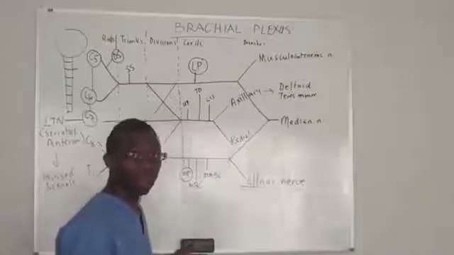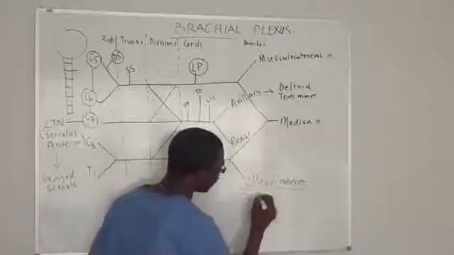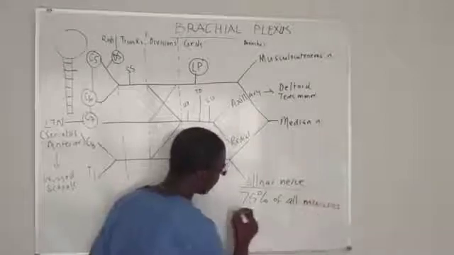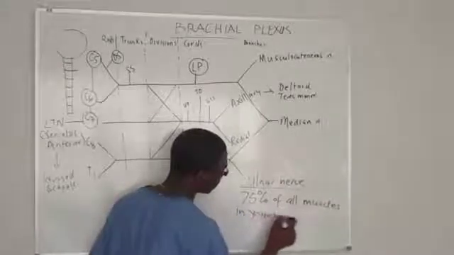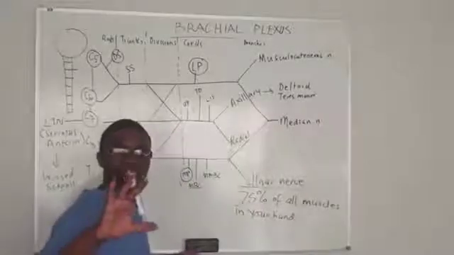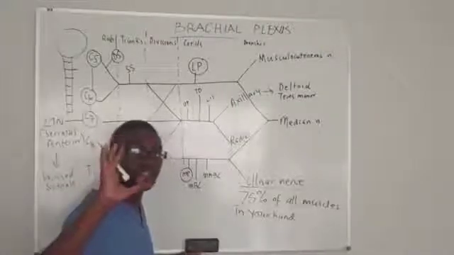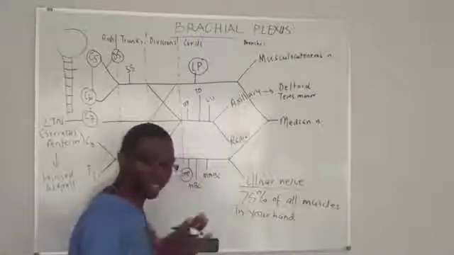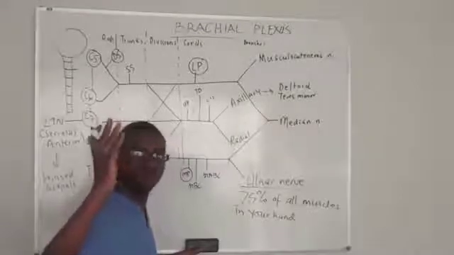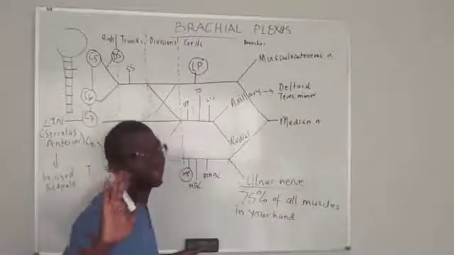Now, your ulnar nerve, on the other hand, basically innervates 75% of all muscles in your hand. And what you don't realize is, if 75% of all the muscles in your hands are innervated by it, all you have to know is that the last two muscles of your hands, which is basically your last two lumbricals, and all your hypothenar muscles, are all innervated by your ulnar nerve.